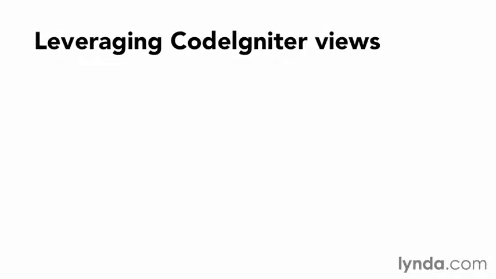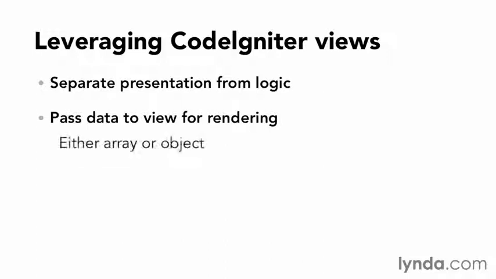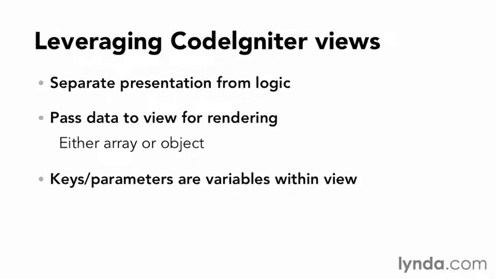Earlier, I created a view for presenting content to separate presentation from logic. One of the key features of CodeIgniter views is the ability to pass data to the view for rendering in a standardized way. Data can be passed either as an array or an object. I'm going to create a view that renders a magazine, but first I'll need to pass data to the view. When data is passed to the view, the keys of an array or the parameters of an object are accessible as variables with the same name, which can be really handy.